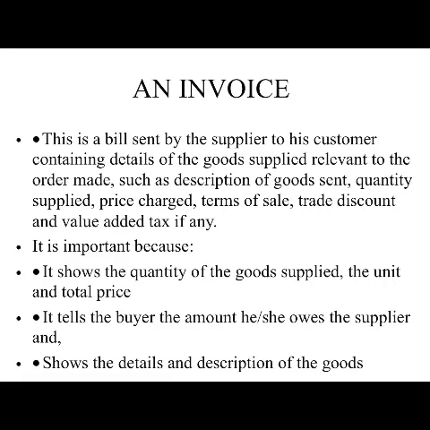An invoice is a bill sent by the supplier to his customer containing details of the goods supplied, relevant to the order made, such as description of goods sent, quantity supplied, prices charged, terms of sale, trade discount, and value added tax, if any, right? This is important because it shows the quantity of goods supplied by the unit and total price. It also tells the buyer the amount that they owe the supplier, isn't it? And it shows the details and description of the goods.